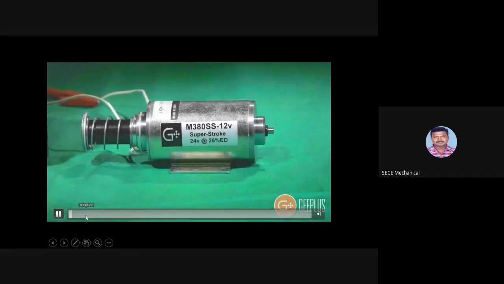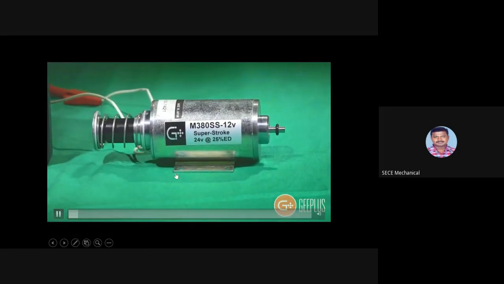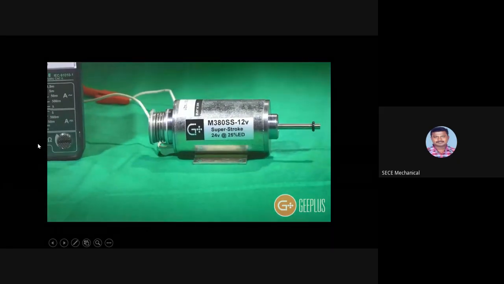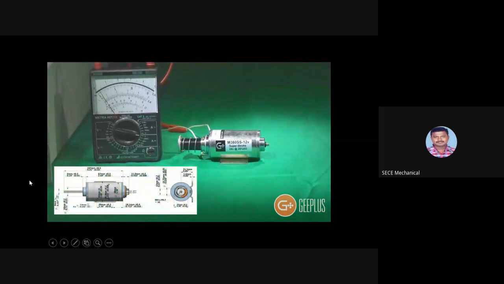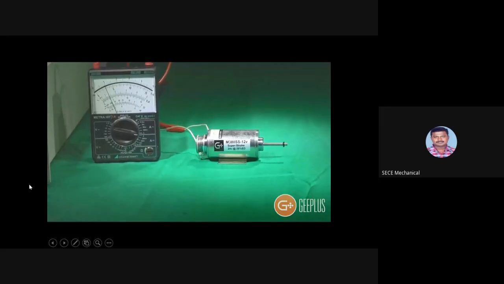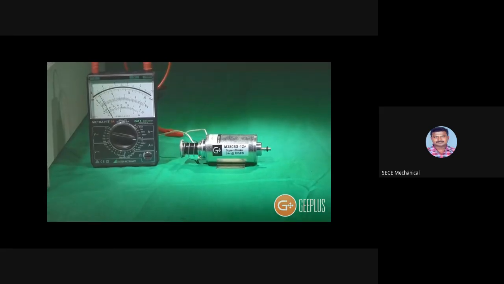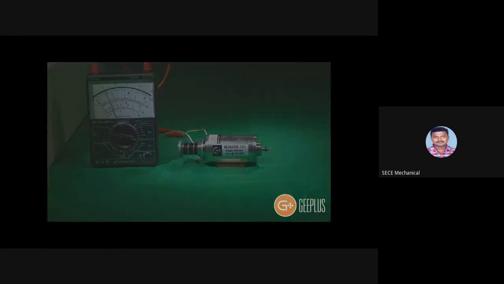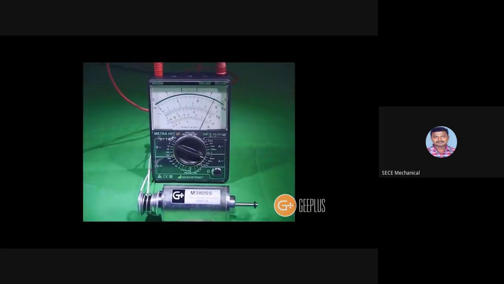So here is one of the example videos. So you just understood how a solenoid is working. G+. By modifying the geometry of the pole piece and magnetic return path of a tubular solenoid, G+ engineers have produced a device which develops exceptionally long stroke, while displaying the characteristics of a proportional solenoid. That means it develops a force that is proportional to the current being applied, as you can see here on the multimeter.